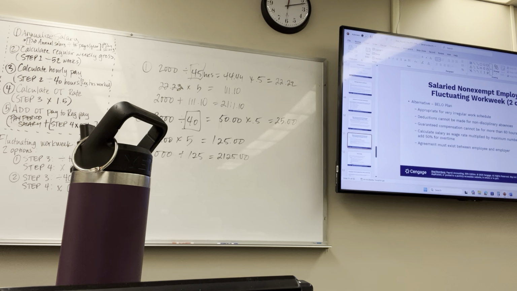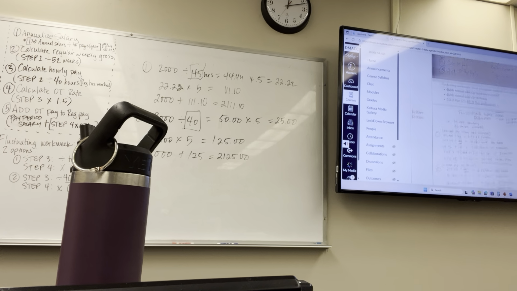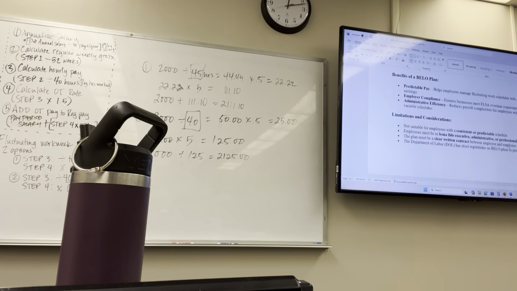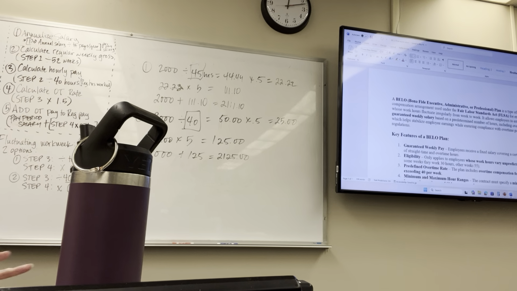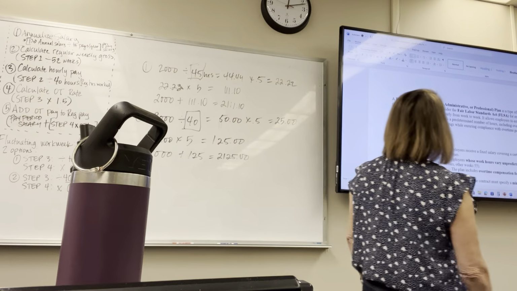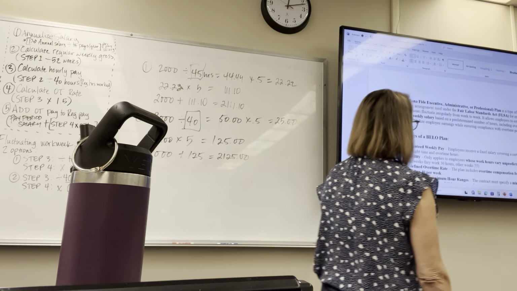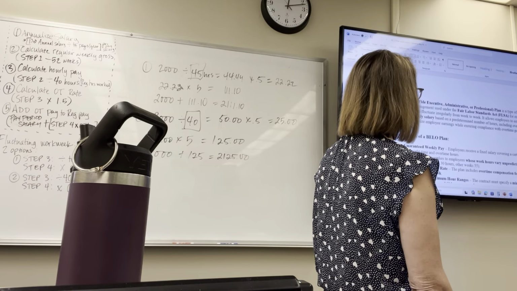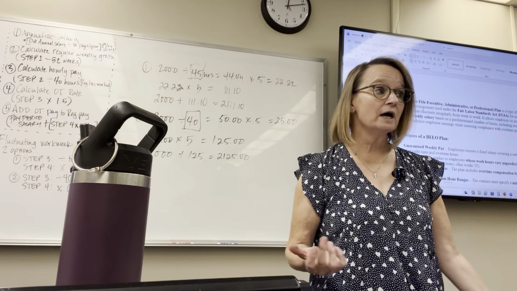So I have in here a link to this explanation. I'm going to go through it for you, but the document is there in your agenda. It gives you more information about a BELO plan. So what does it stand for? First off, it's a bona fide executive, administrative, or professional plan. So it's a type of arrangement that is approved under the FLSA.